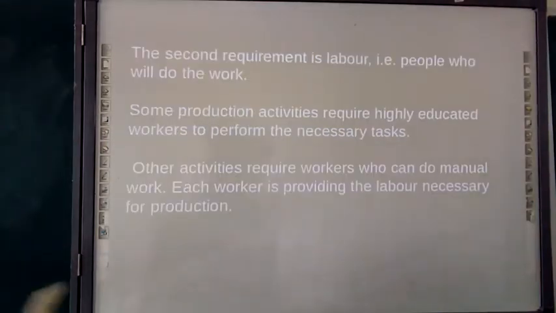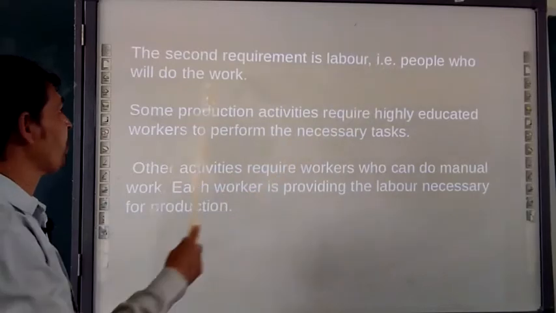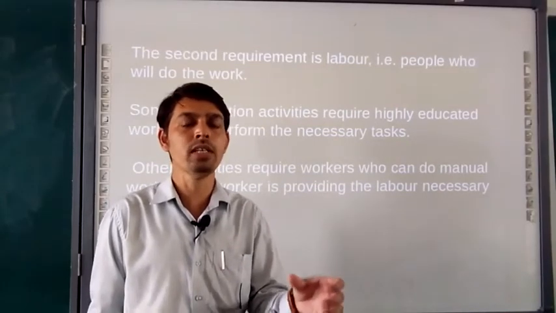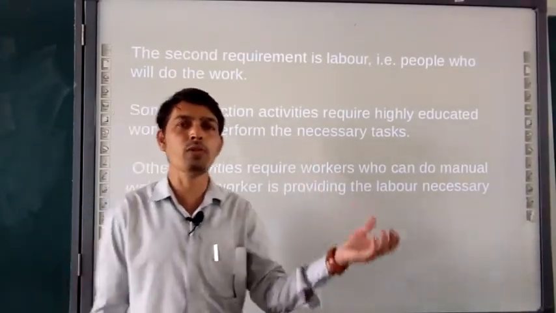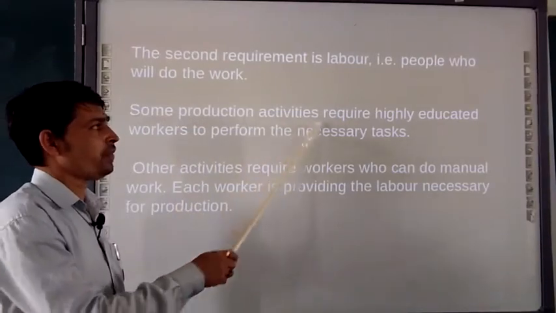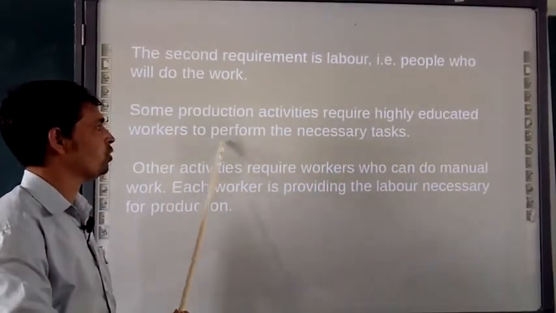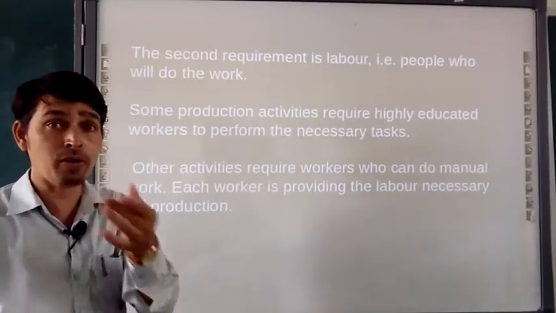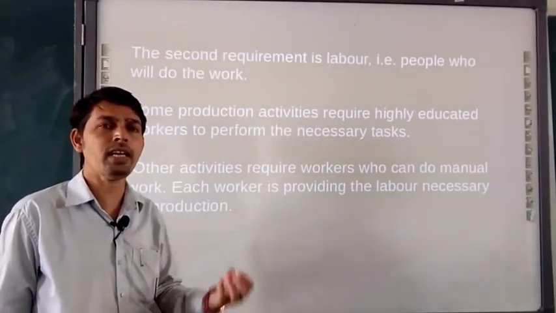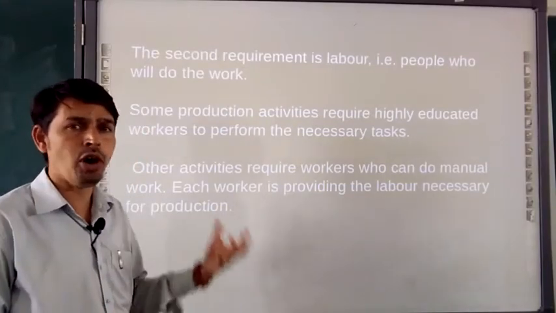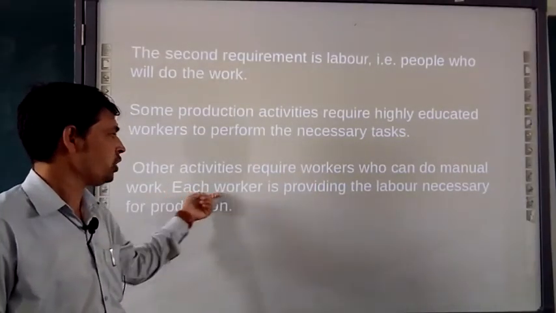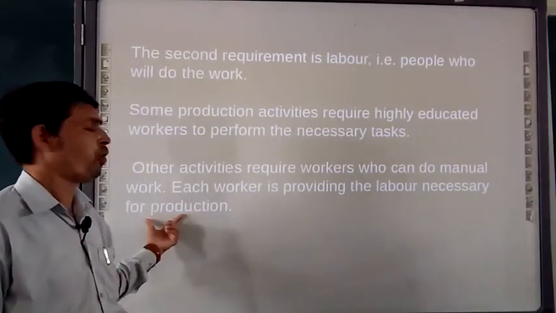Next, the second requirement is labor, that is the people who will do the work. As I showed you in the photograph, the second requirement is the labor force. The labor force is the people who are going to work to produce the particular good. Some production activity requires highly educated workers to perform the necessary tasks. That means the particular activity requires qualified people with a certain skill and knowledge to produce the particular goods. Other activity requires workers who can do manual work. Each worker is providing the labor necessary for the production.